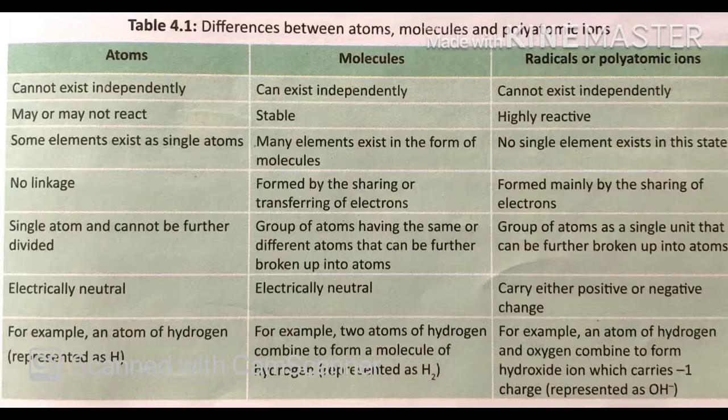So next point is examples. Examples of atoms are the hydrogen atom and the oxygen atom. The hydrogen atom is represented as H and the oxygen atom is represented as O. An example of a molecule is when two atoms of hydrogen combine to form H2. And an example of a radical is when an atom of hydrogen and oxygen combine to form the hydroxide ion, which carries a negative charge, OH negative.